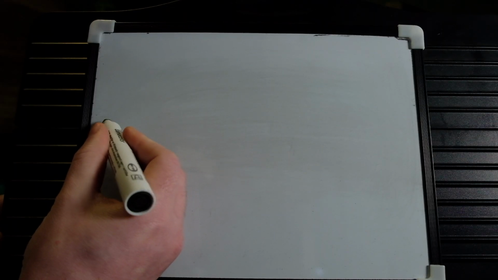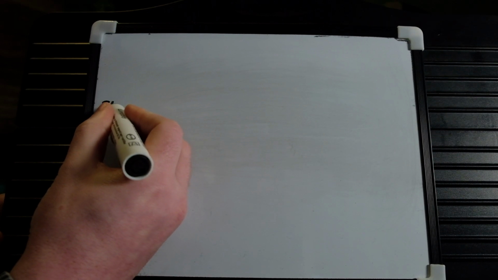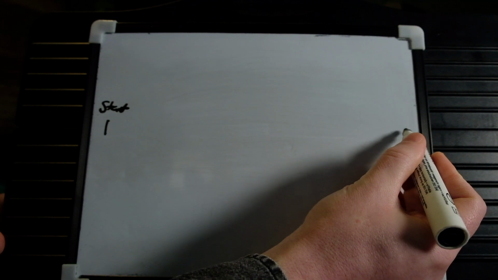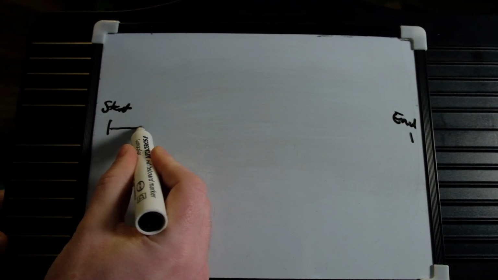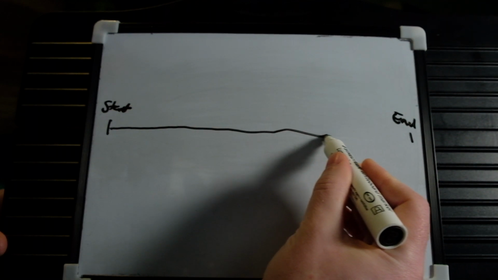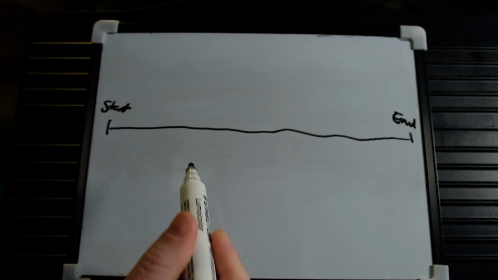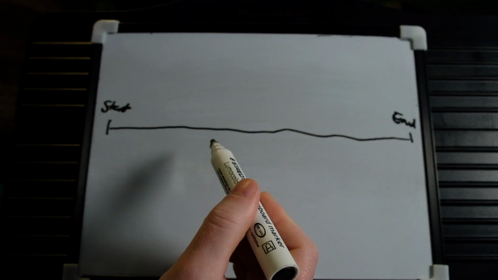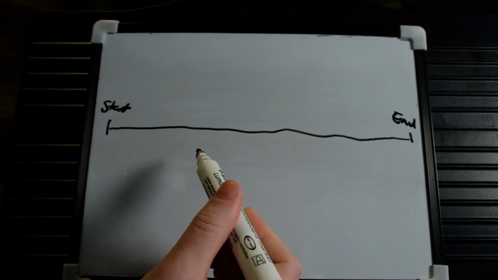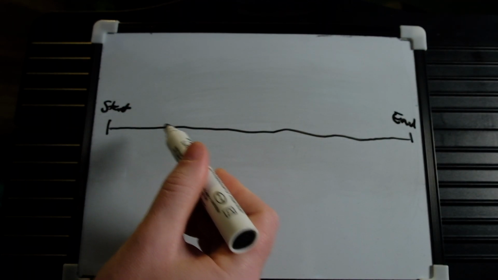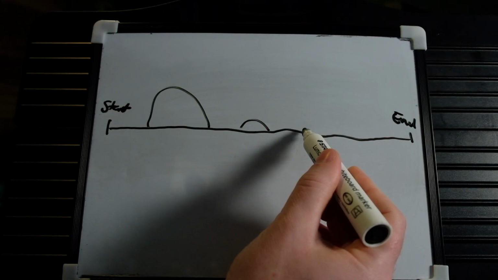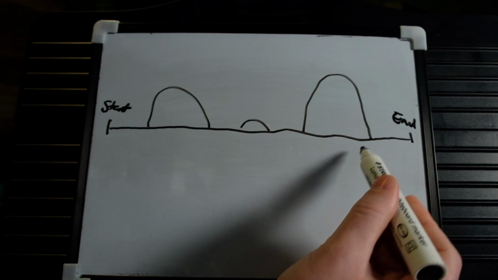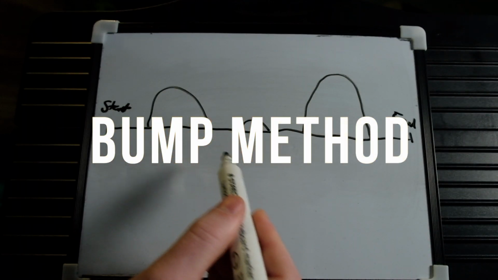Okay, so let's say that this marker represents the start of your song, and this marker over here represents the end of your song. And a perfectly straight line, or as straight as I can make it on this whiteboard, whoopsie, represents a perfect playthrough. But you can't get that. Your playthrough has tons of mistakes in it. And I will represent these mistakes by these bumps. Maybe you've got a huge one there. Hence the name bump method.